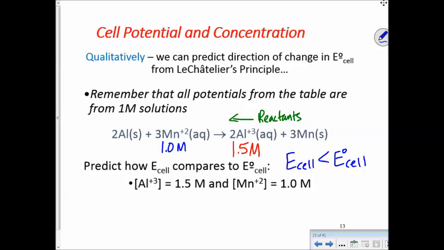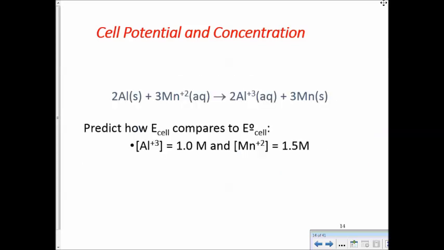The standard E cell is when they're both 1 molar and it's flowing normally and creating the voltage. But since we've now altered it, it's going to backtrack a little bit towards the reactants. And our E cell, new non-standard E cell, is going to decrease in comparison to the standard E cell. Does everybody understand what I'm saying? On there.